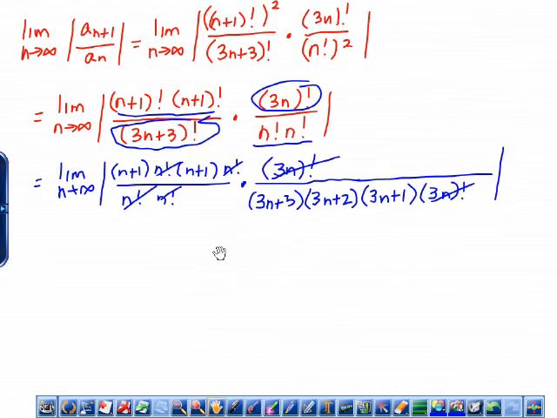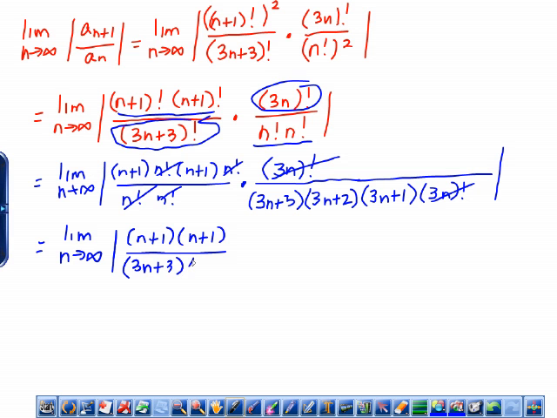And I can stop there because now I can cancel out here and here. So let's write what we have left and see if we can figure out what this limit is equal to, or at least if it's greater than or less than 1. So the limit as n approaches infinity. And up here I've got n plus 1 times n plus 1. You could have written that as n plus 1 squared, that's fine. And down here I have 3n plus 2 times 3n plus 1.